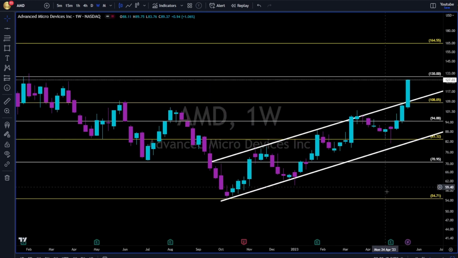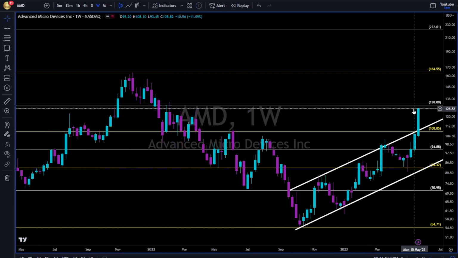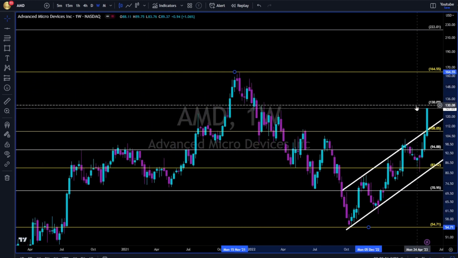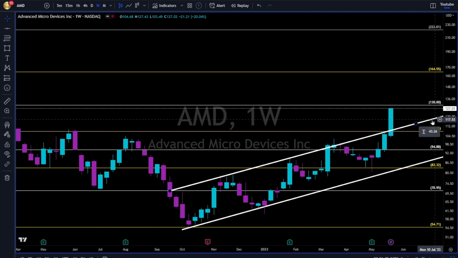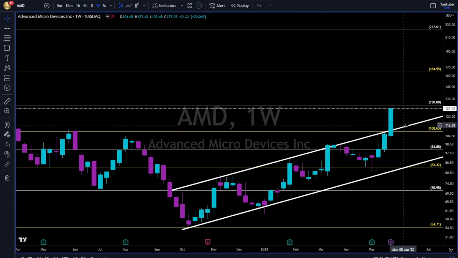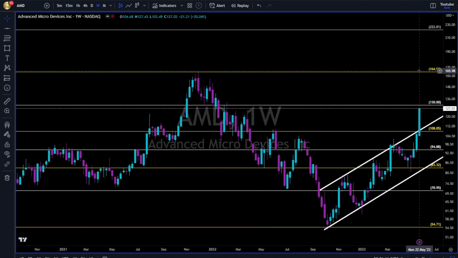AMD breaking above the uptrend channel, 130 next resistance. Some kind of a pullback retracement towards this white trend line will be healthy at this point. Retesting this white trend line as support before the next leg up towards all-time highs at the 164.